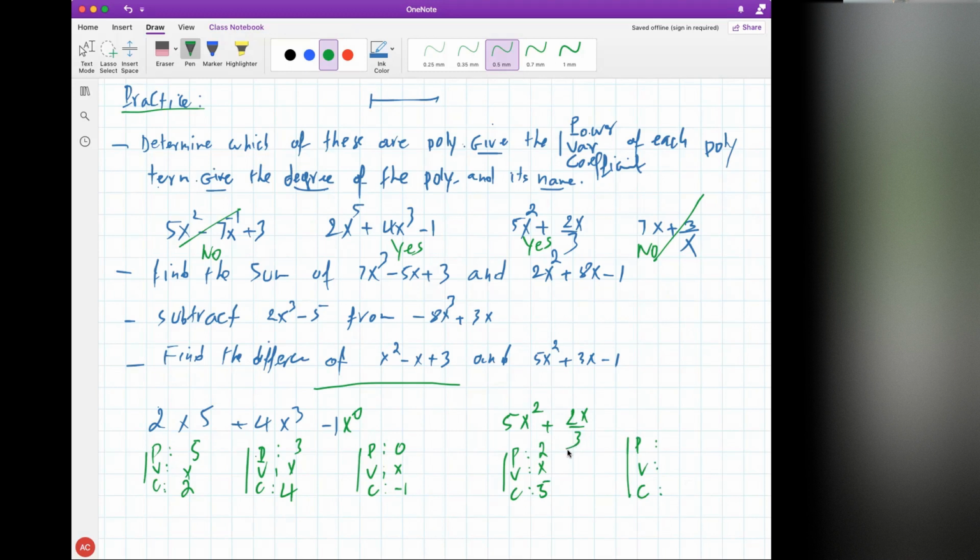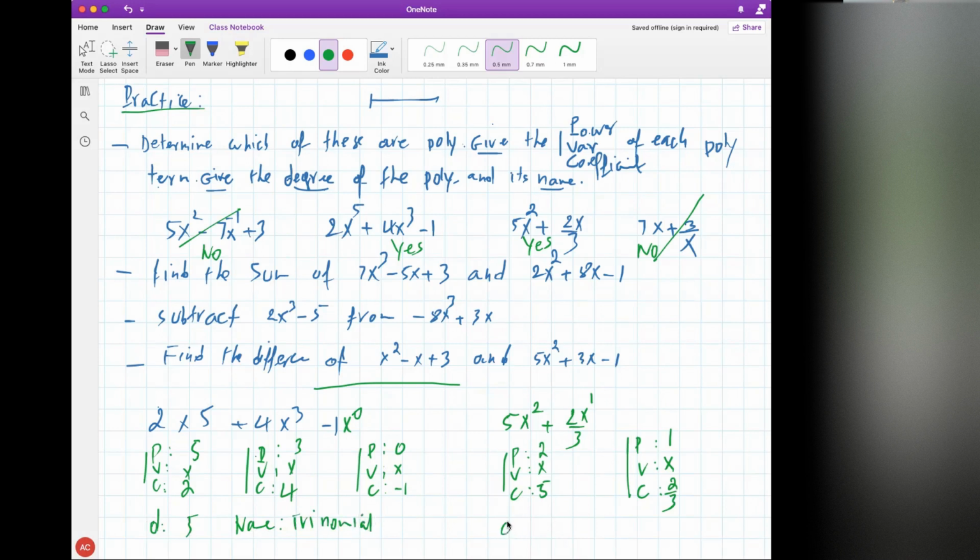The power is 1. The variable is X and the coefficient is 2 over 3. That's right. What's the degree of this polynomial? The degree is 5. That's right. Name of this polynomial? Trinomial. That's right, trinomial.